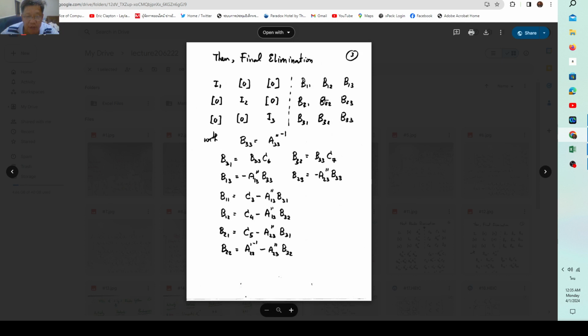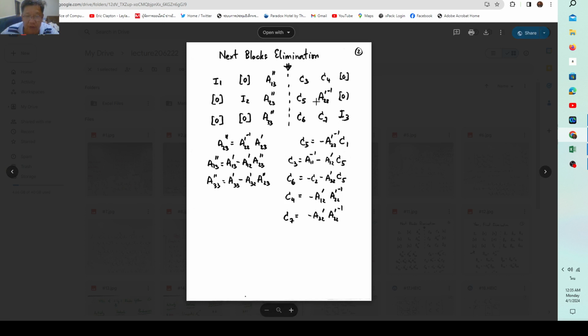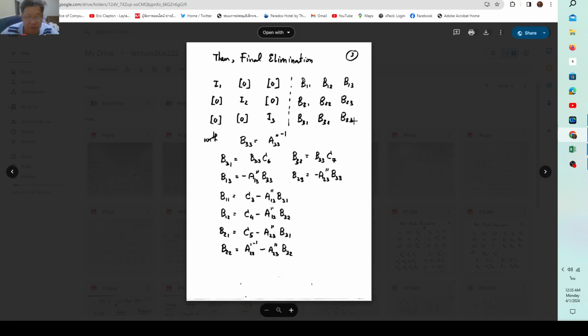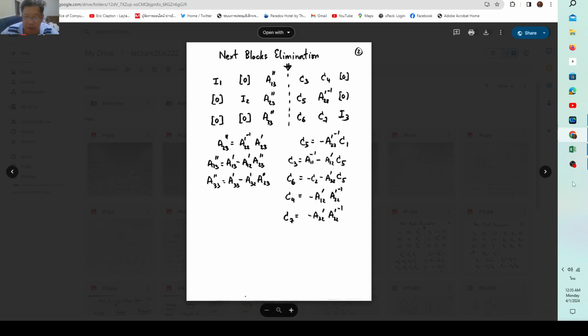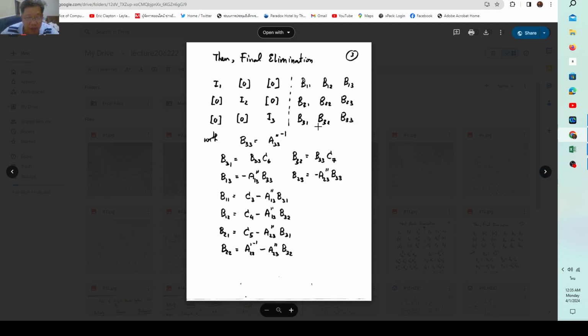And the final one is B22. B22 becomes, you get the original value of B22, you can see here is A22 prime inverse, right? Now for B22, the original value is subtracted by the eliminated element, which is A23 double prime, so you get A23 double prime times B32, right? And then subtract that from the original value, which is A22 prime inverse, right? So now you have already finished the block elimination process, right?